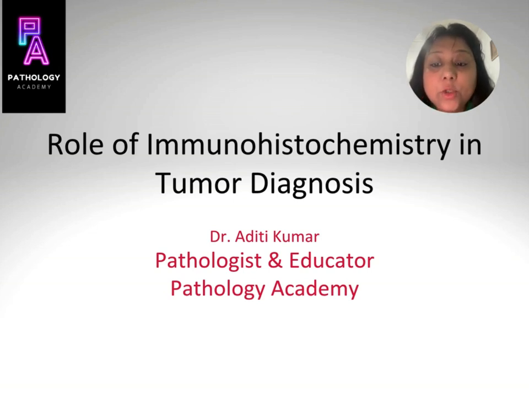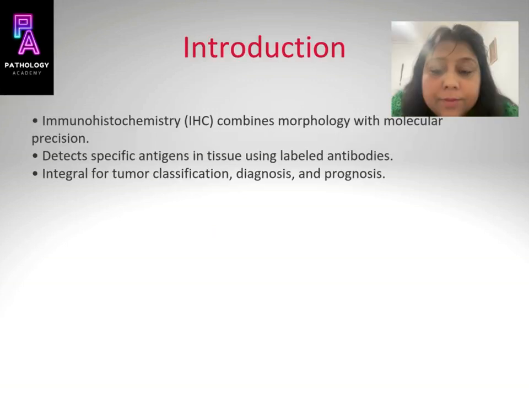In today's video, we will be talking about one of the most powerful tools in diagnosis in pathology, which is immunohistochemistry or IHC. So, let's get started. Immunohistochemistry combines morphology and molecular precision. It detects specific antigens in tissue using labeled antibodies and is integral for tumor classification, diagnosis, and prognosis.